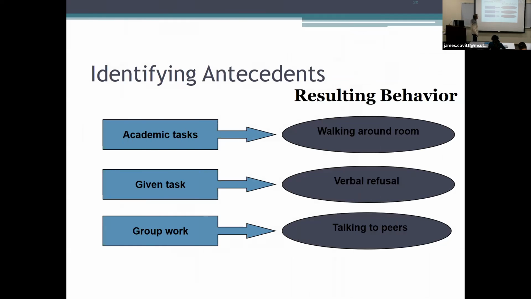So, ABCs of behavior. The first A stands for antecedent. When we break the term down, antecedent, the prefix is ante. What does that mean?